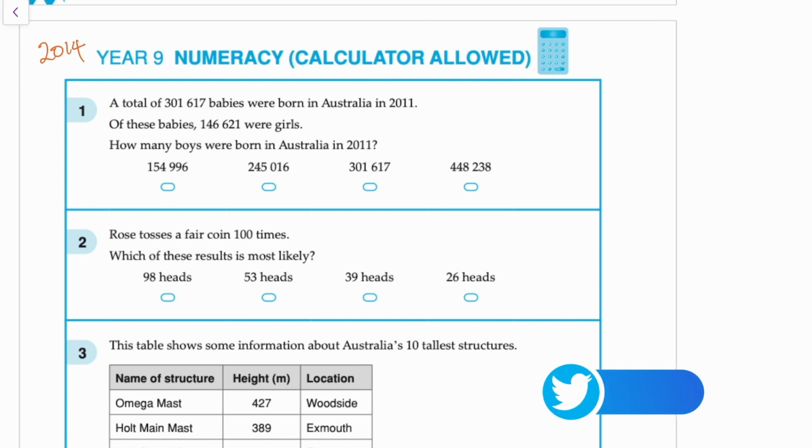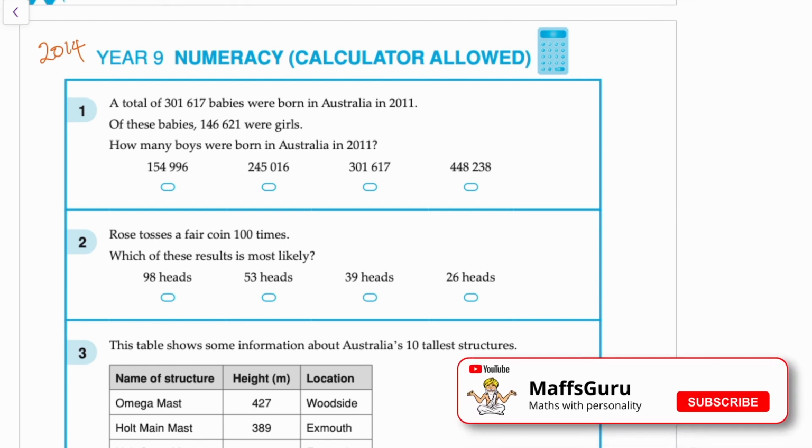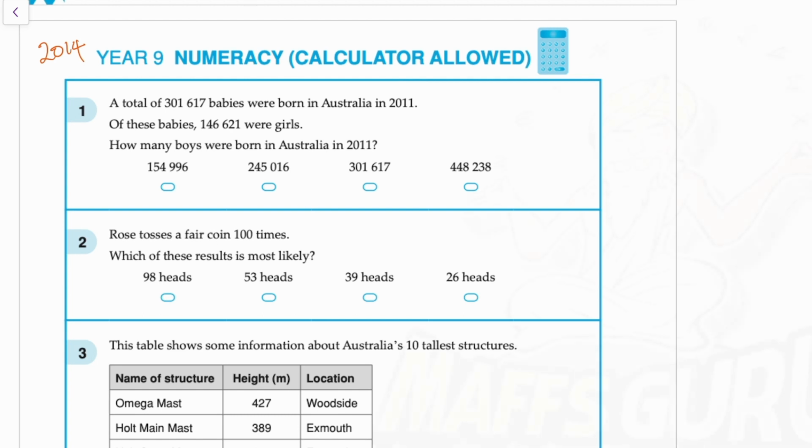A total of 301,617 babies were born in Australia in 2011. Of these, 146,621 were girls. How many boys were born? Well, I'm going to do 301,617 and subtract from that 146,621. Now, while you can't see my calculator, I guarantee that I'm doing it. That gives me 154,996. That's my first value.